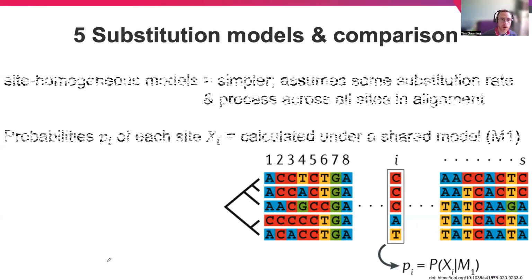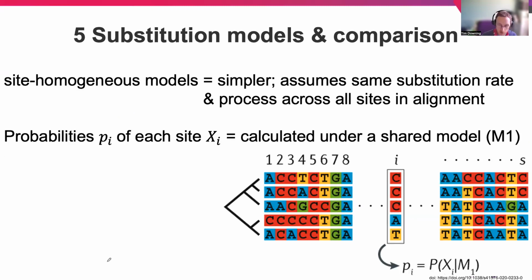For site homogeneous models, these are simpler and they assume the same substitution rate and process across all the sites in the alignment. So that's looking at the probabilities pi of each site xi, and that's under a shared model M1.